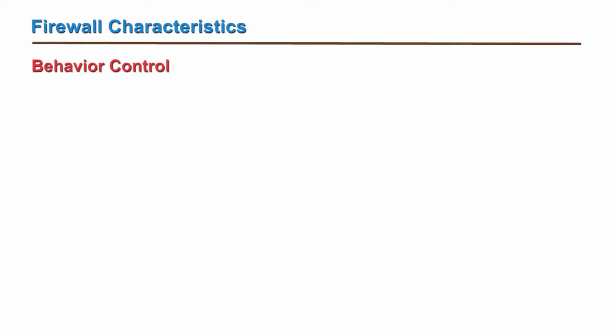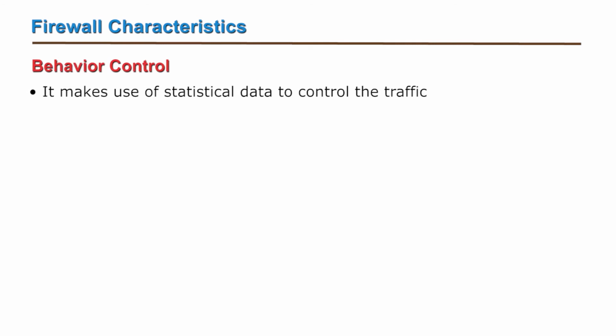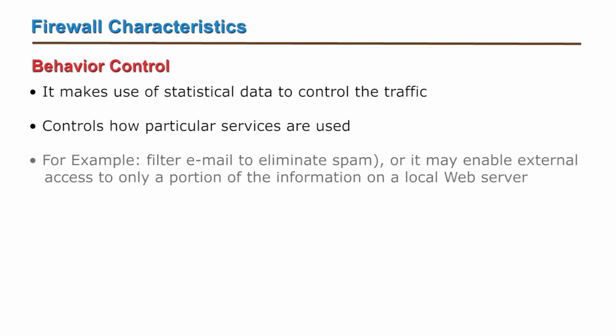The last one is known as behavior control. It makes use of statistical data to control the traffic. It controls based on how particular services are used. For example, filter email to eliminate spam. Or it may also enable external access to only a portion of the information on a local web server.